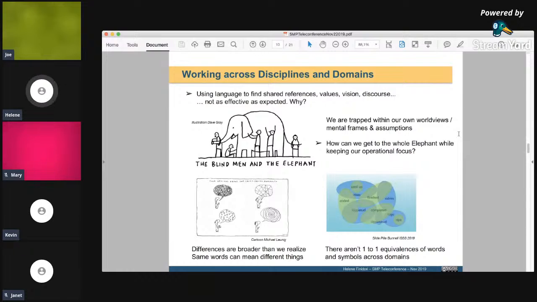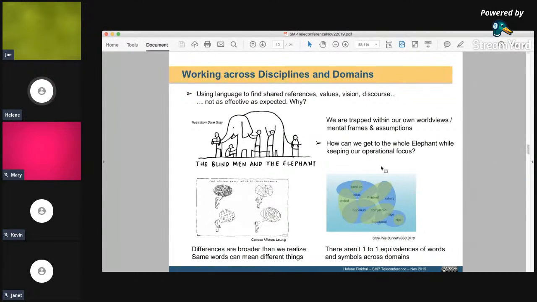So what happens when we try and work across disciplines and domains? We try to use language to find shared references, values, vision, discourse, but it's not as effective as expected. Why? Everybody has an illustration or another of the blind man and the elephant fable, and how can we get the whole elephant into the picture while keeping our operational focus and not getting diluted in something that takes our attention away from our current and everyday activity.